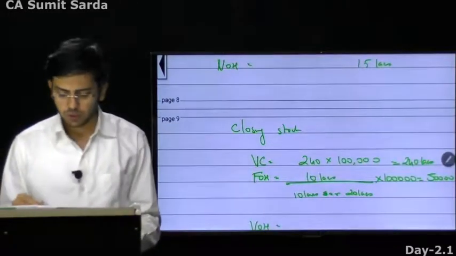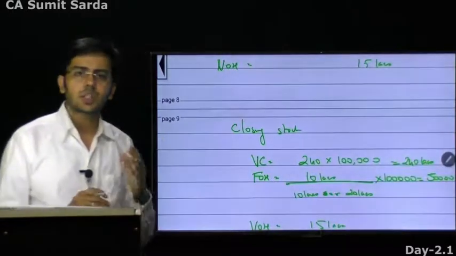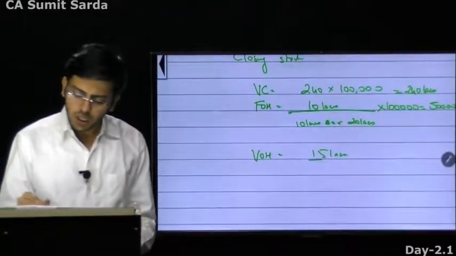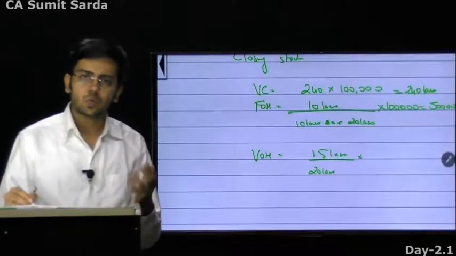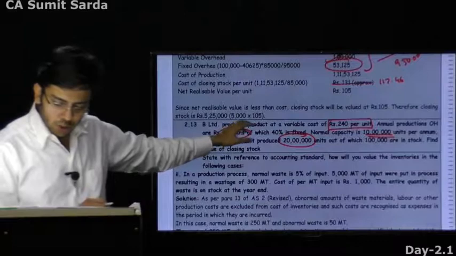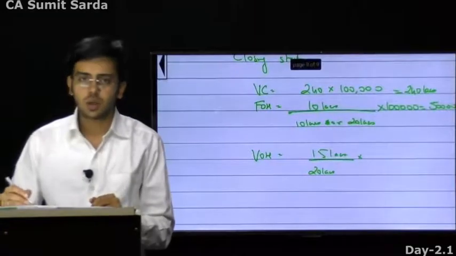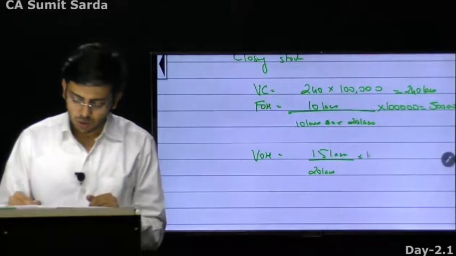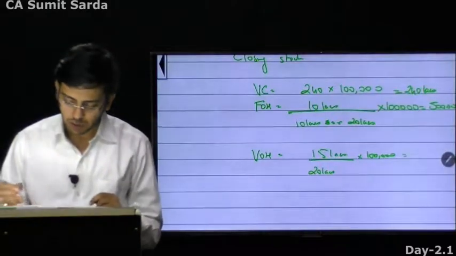We'll talk about variable overhead. See, the 15 lakh that you have incurred, we call it variable because variable cost is something that changes on a per unit basis, correct? This is the cost that the company has actually incurred on the actual production of 20 lakh units. It is not a notional cost that has been given. So I am not going to divide by 10 lakh into 1 lakh. It will be divided by 20 lakh again.